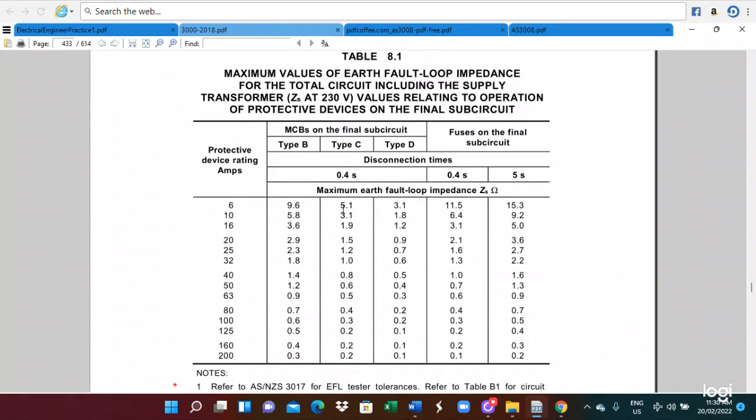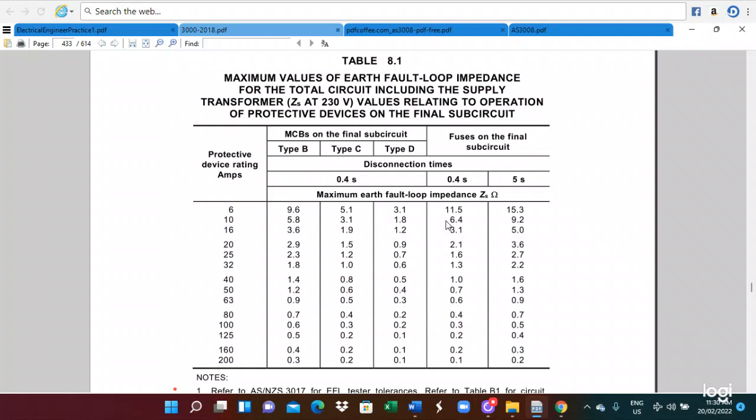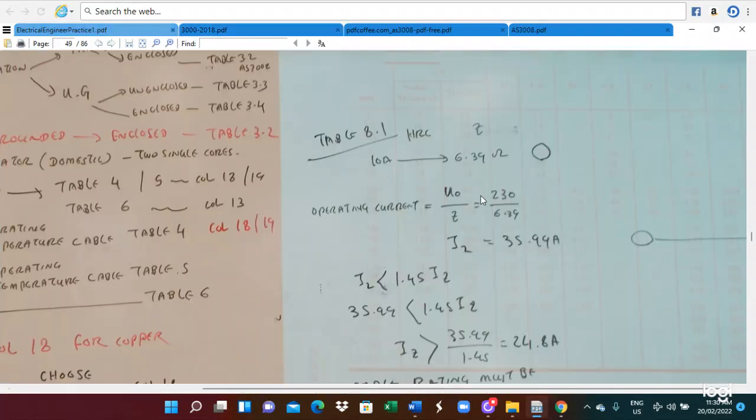So the protected device rating is 10 ampere. In this case, the protected device rating of 10 ampere, we already know it. And then also the 6.4 ohm. So this HRC fuse 6.4 ohm is the fault loop impedance we utilize. So supply voltage 230 divided by 6.4, you got 35.94 ampere. This is the I2 value.